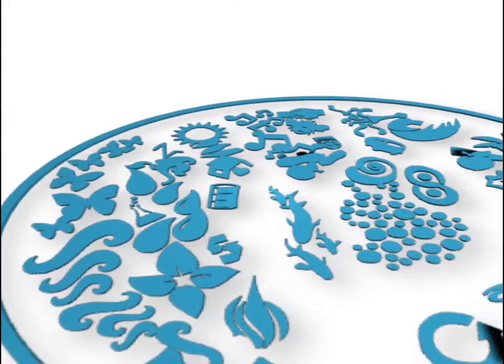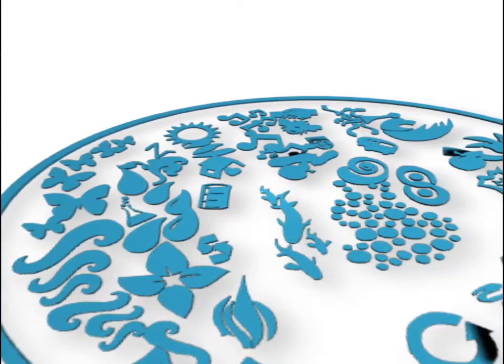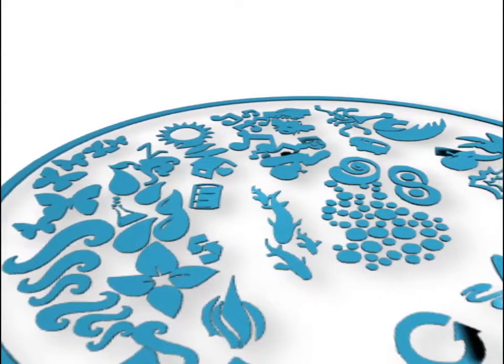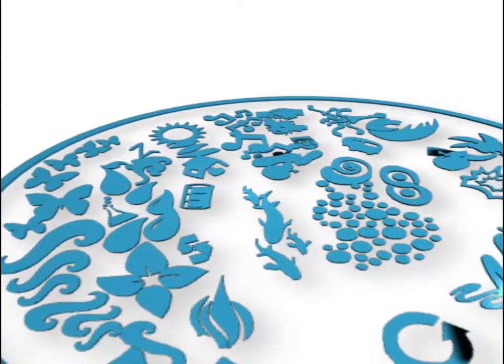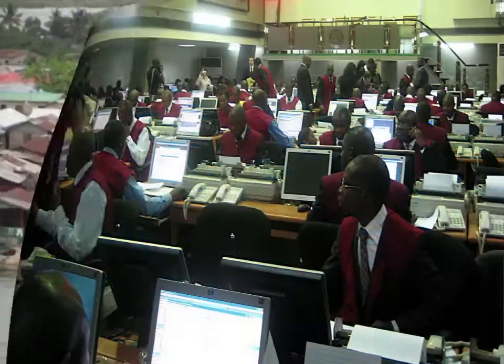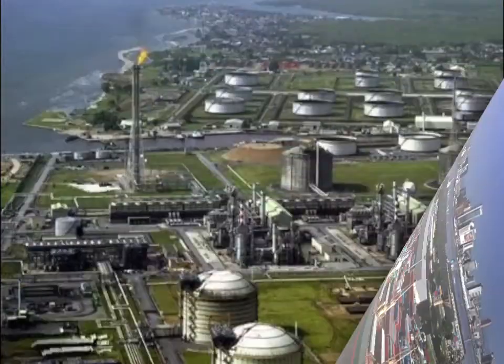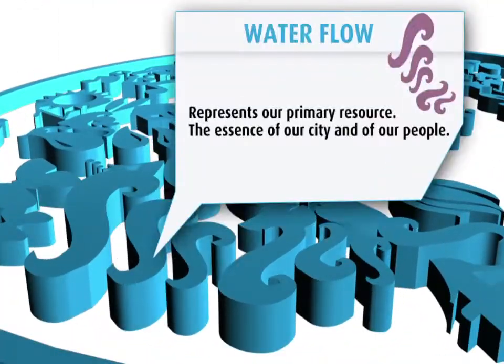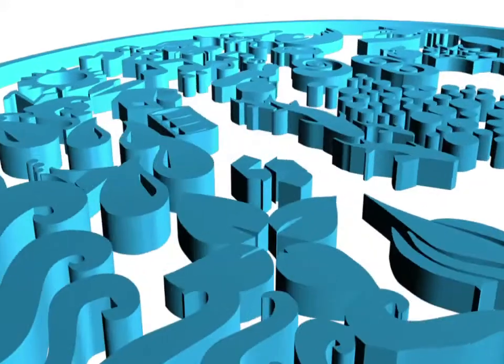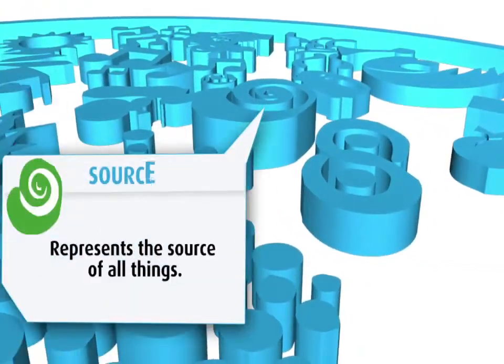Being a state that is defined by its diversity, River State is represented by the elements that make it successful, such as business, community, trade, resources, and people. Water flow represents our primary resource, the essence of our city and of our people. Source represents the source of all things.